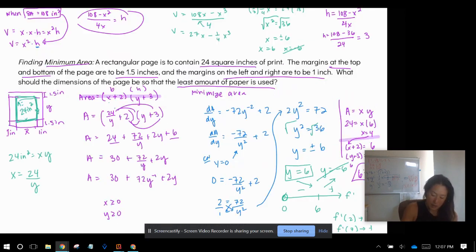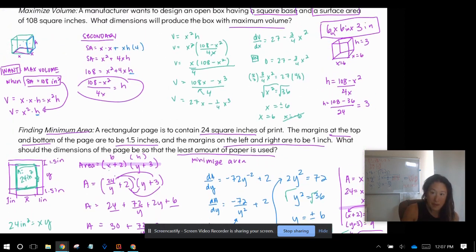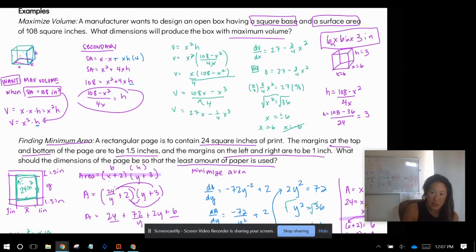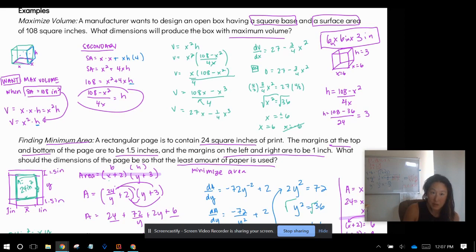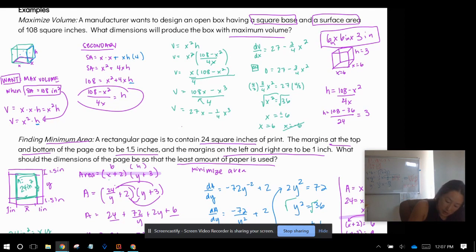Okay, let's go back to the first one, and we'll just do a quick number line check to make sure that we actually maximize the volume. So I'm going to set up a number line. The domain has to be greater than 0. Okay, and I have a critical number at x equals 6 again.